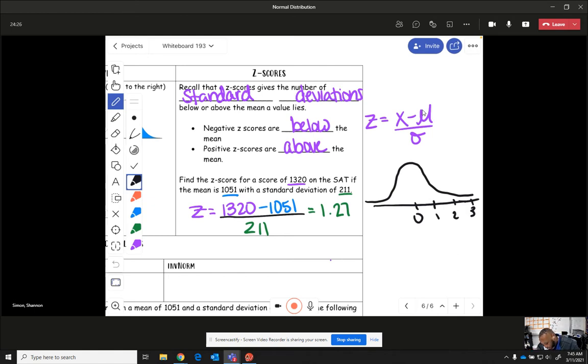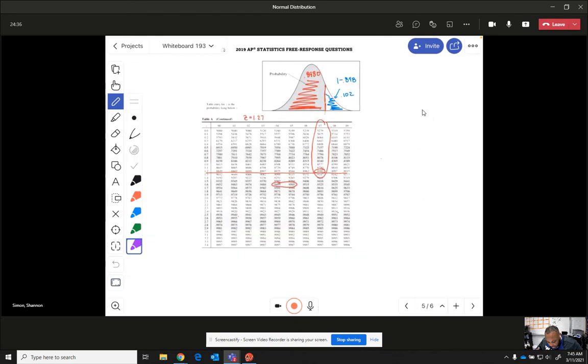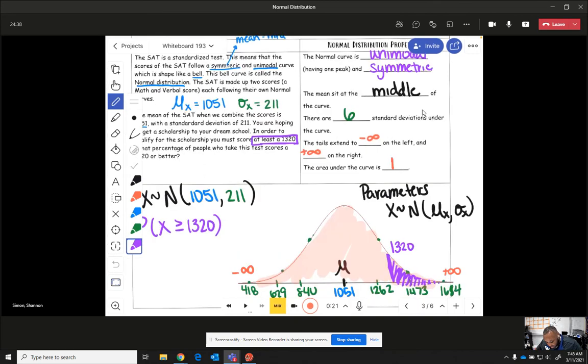And so in this particular case, we're at 1.27 for our z-score. So that means that we are 1.27 standard deviations above the mean. So a score of 1320 corresponds to a z-score of 1.27. And now remember when we did that, I know my z-score here is 1.27. I actually want to find the probability of having a z-score that is greater than or equal to 1.27. These things are the exact same thing.